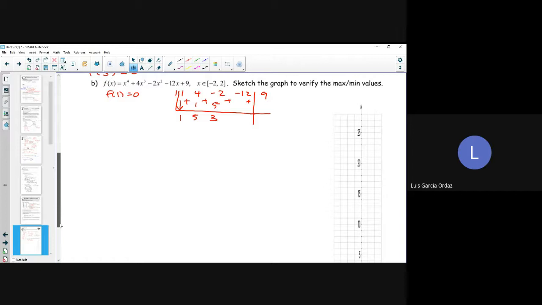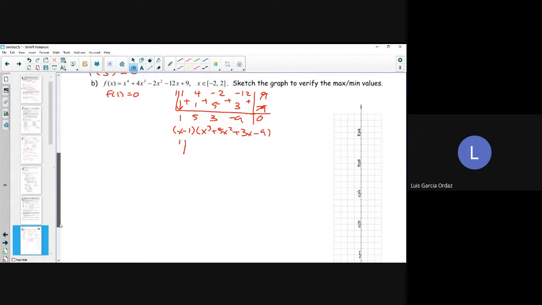And then I get 3, 3, -9, -9, and I get 0. So I get x minus 1 times x cubed plus 5x squared plus 3x minus 9. Now again, using synthetic division, I need to divide x cubed plus 5x squared plus 3x minus 9. And again, if I sub in 1 for my polynomial, I get that function equal to 0.